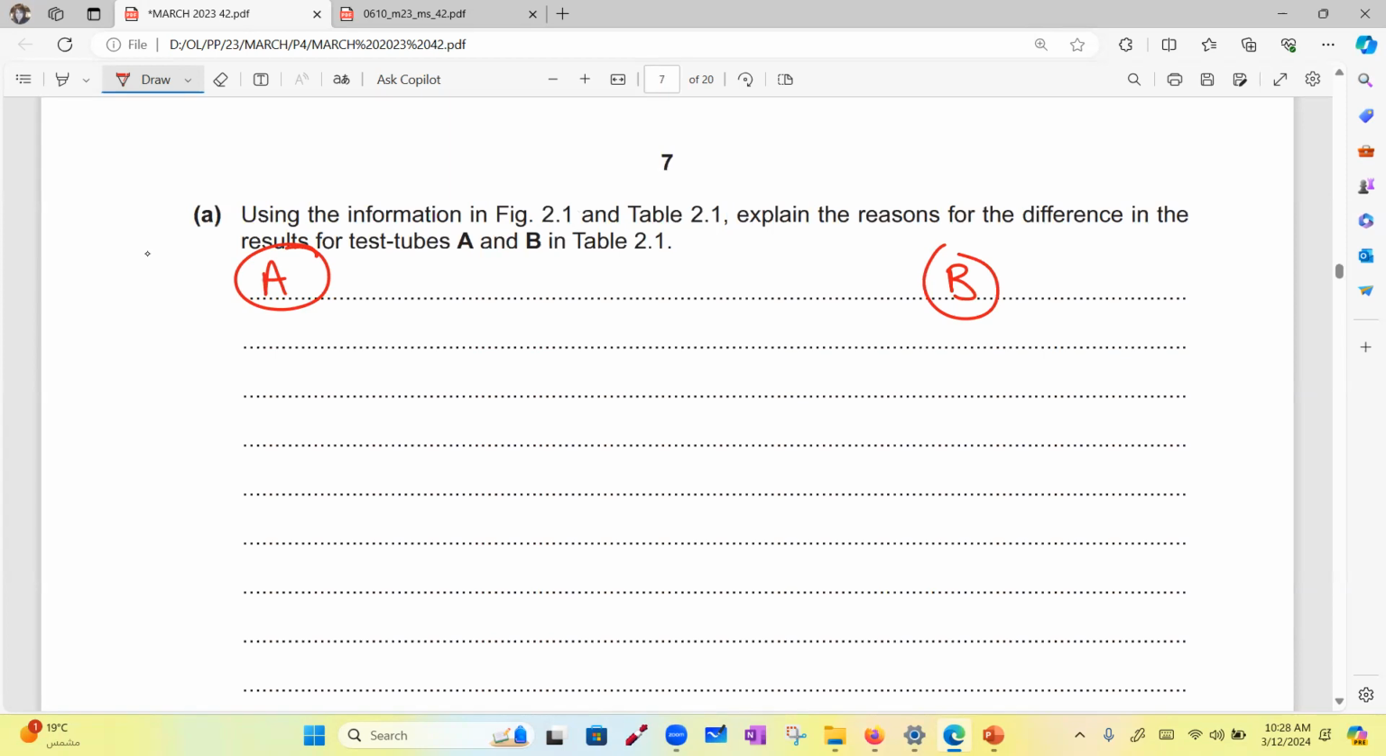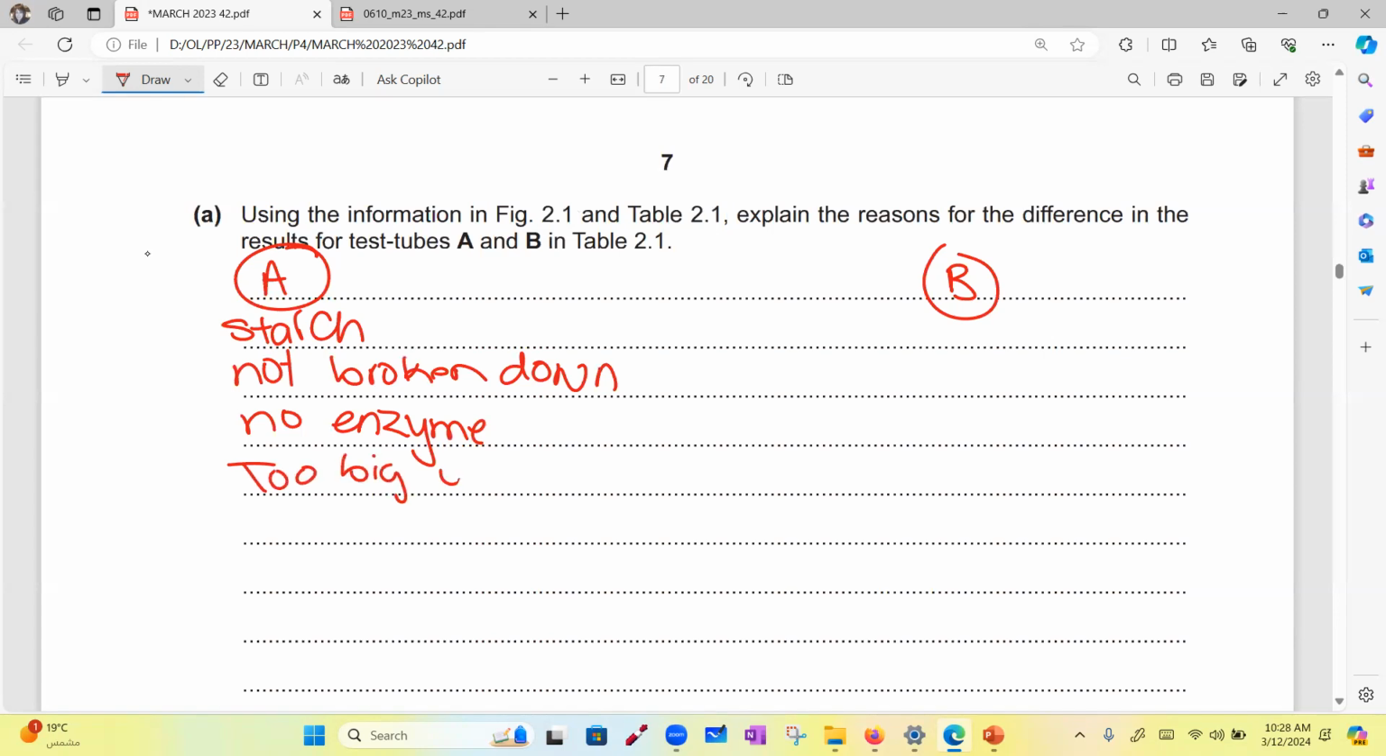So in A, you will say that the starch, is it broken down or not broken down? Not broken down. Because there is no enzyme. And it is too big. It will not diffuse out of the dialysis tubing. This is all what you can say in A. That is why it will give you a negative result.